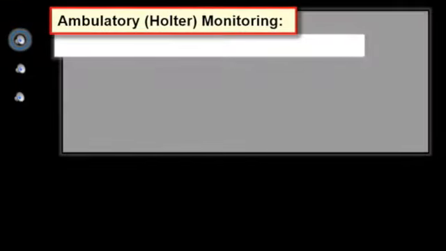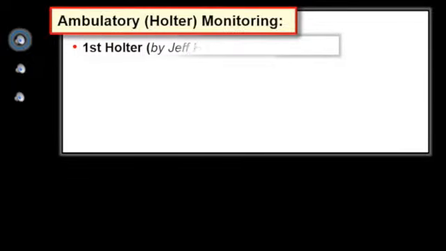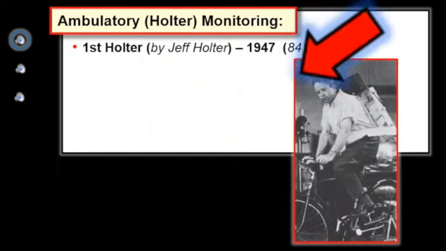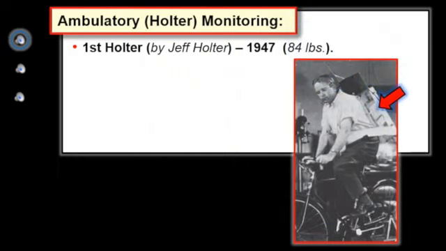Which leads to the subject of Holter monitoring. The first Holter device was developed by Jeff Holter in 1947. It weighed 84 pounds. Back in those days, you got a 2-for-1 in that in addition to a Holter, your patient got a stress test carrying the device around for 24 hours. There has been much evolution since then.